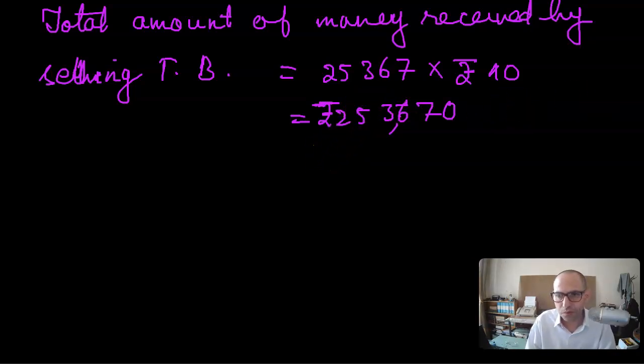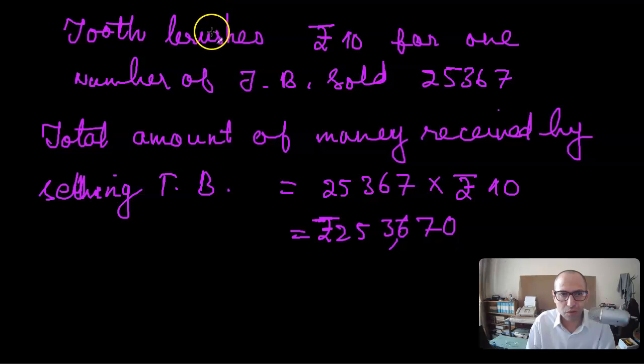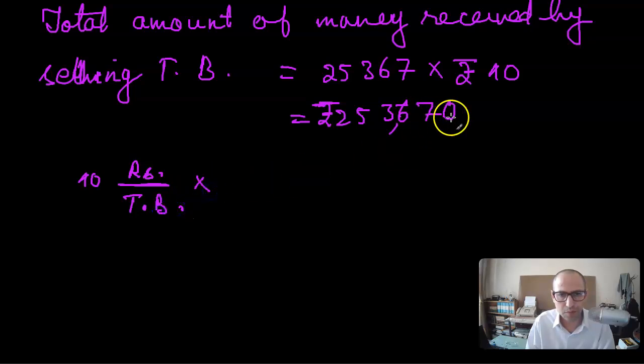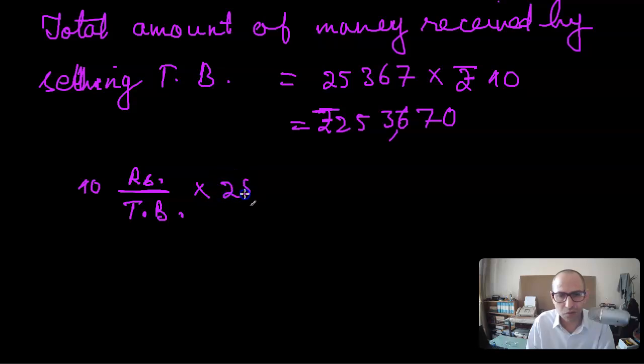And of course, if you do the multiplication, you can see that the unit price is 10 rupees for one toothbrush. So that's 10 rupees, you can write it this way as well, per toothbrush, per one toothbrush, right? Multiply this by 25,367 toothbrushes, right?